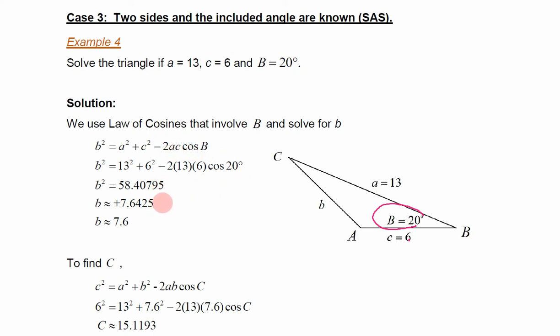Substitute and you will get plus minus 7.6425, 4 decimal places. But we take only the positive sign. No need to take the negative because we will not have a negative length. So, length is always positive.